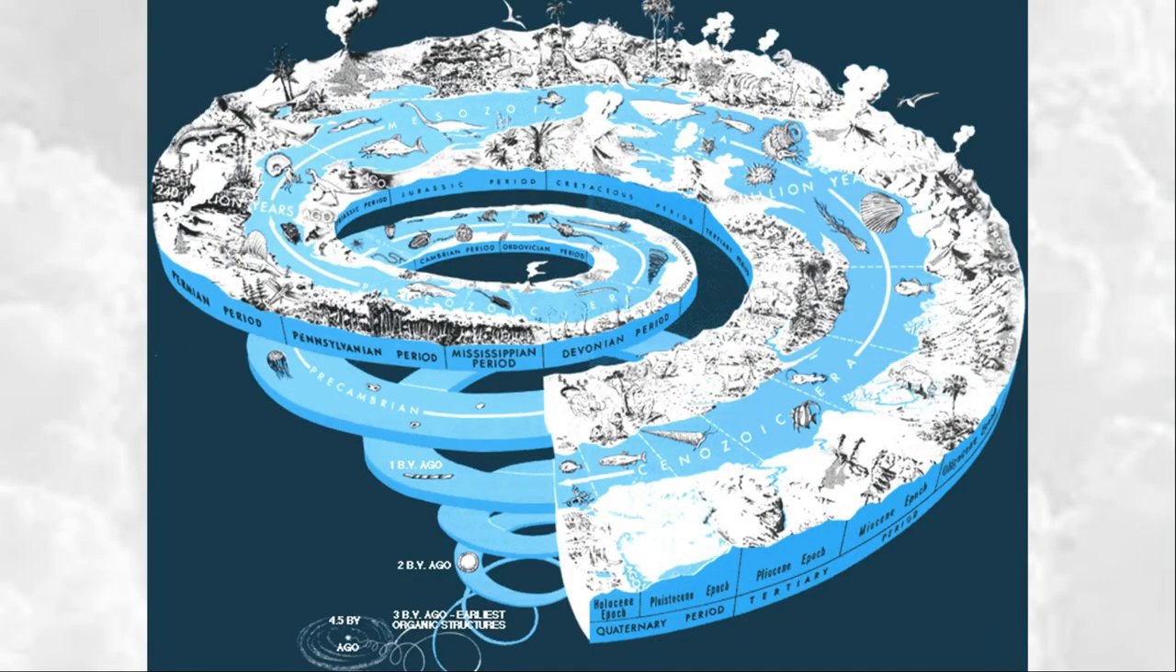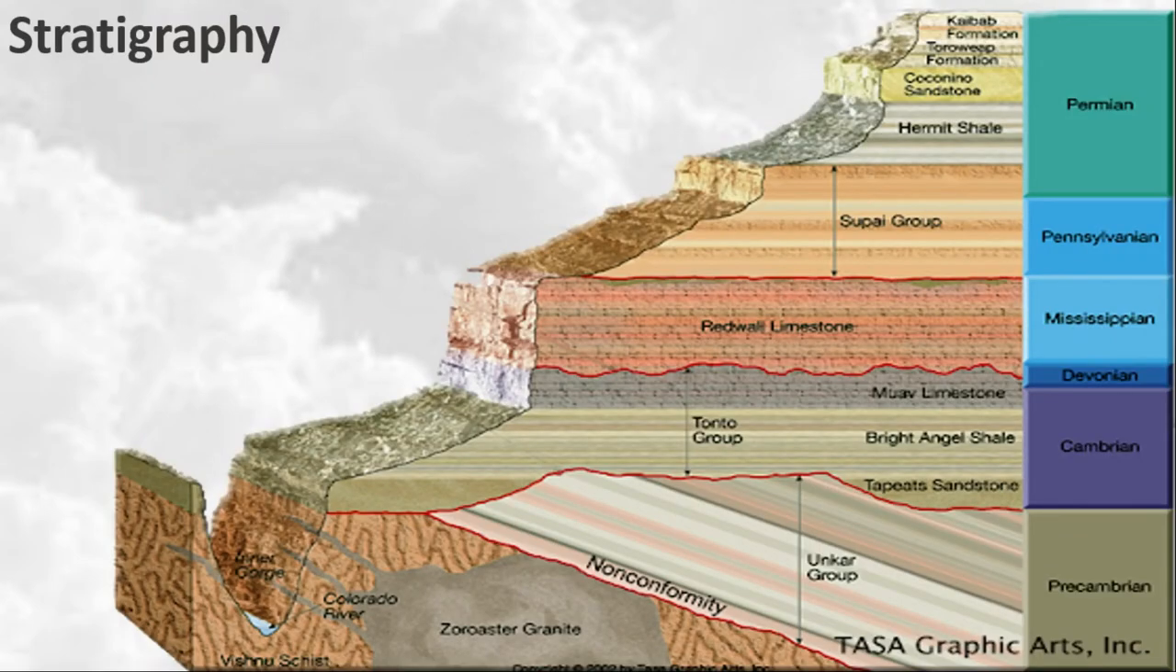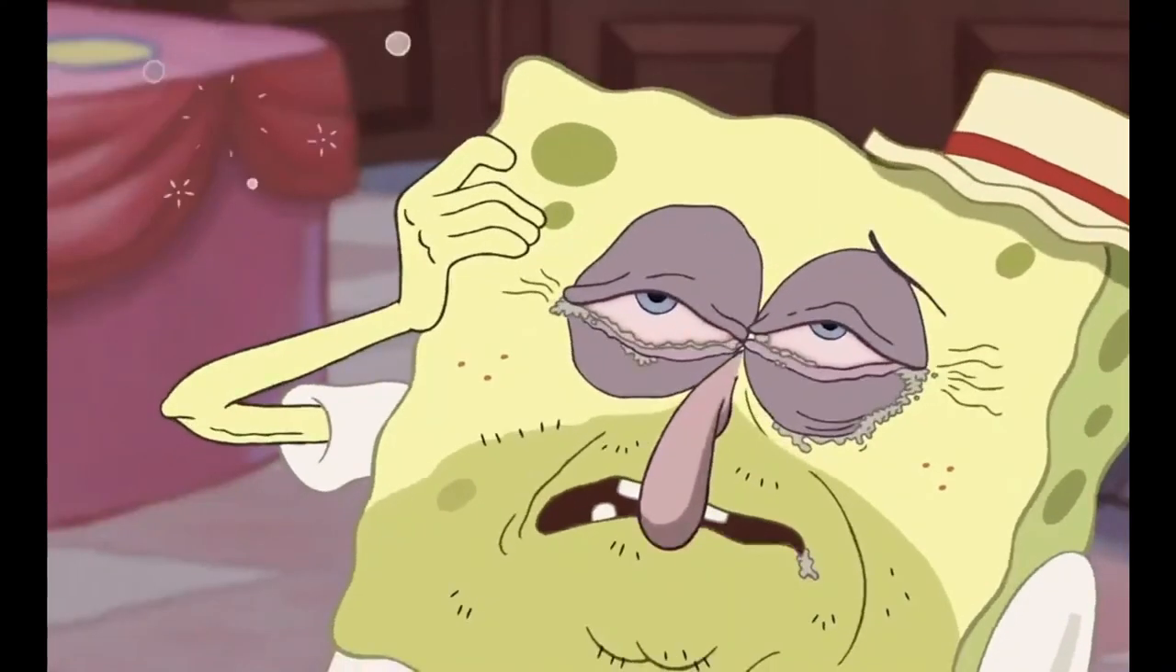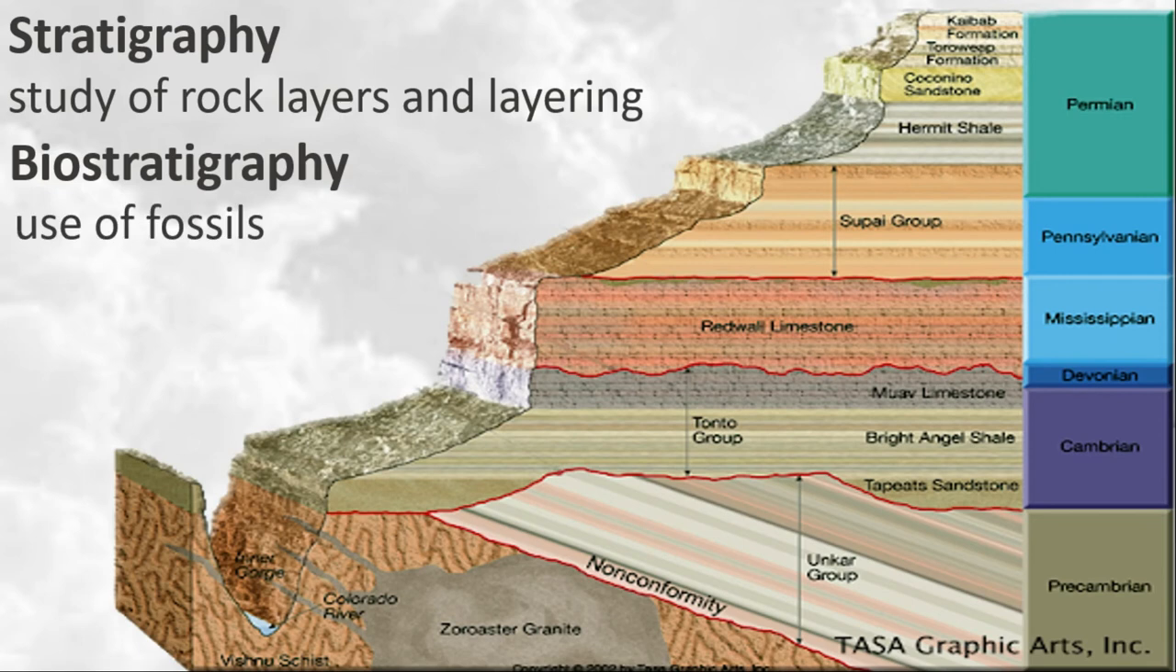Organic evolution. So, we have studied stratigraphy. As we have said, stratigraphy is a branch of geology concerned with the study of rock layers and layering. It is primarily used in the study of sedimentary and layered volcanic rocks. Now, a subdiscipline is what we call biostratigraphy. This deals with the use of fossils in the correlation and establishment of the relative ages of rocks. In the next video, we're going to study the geologic timescale.